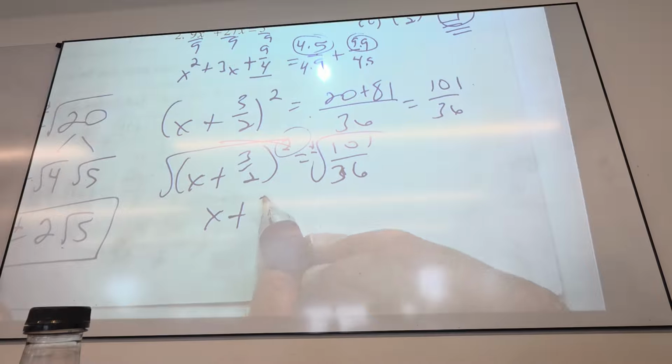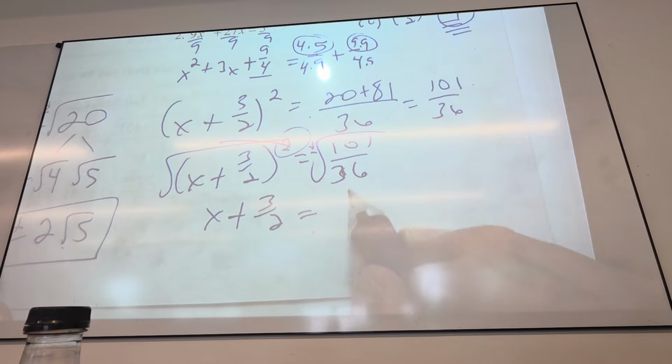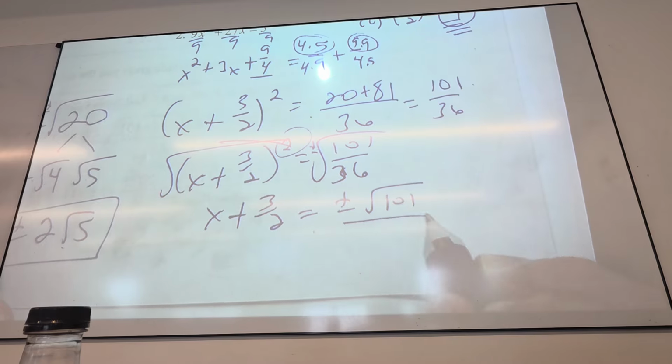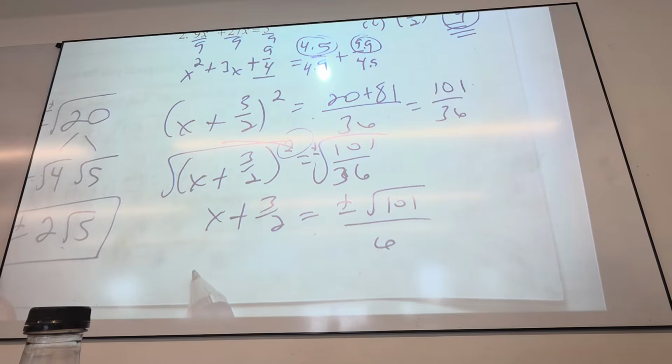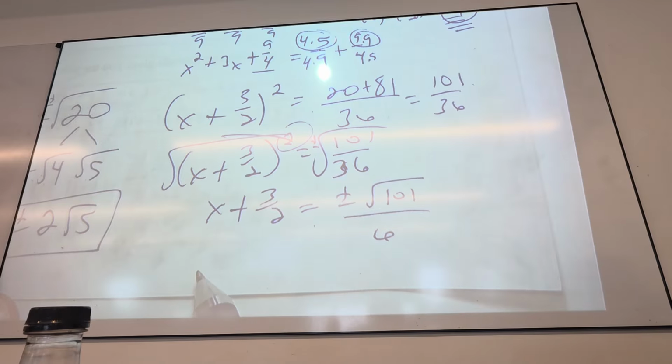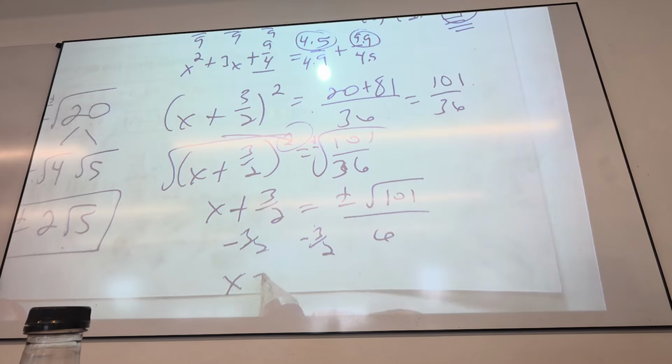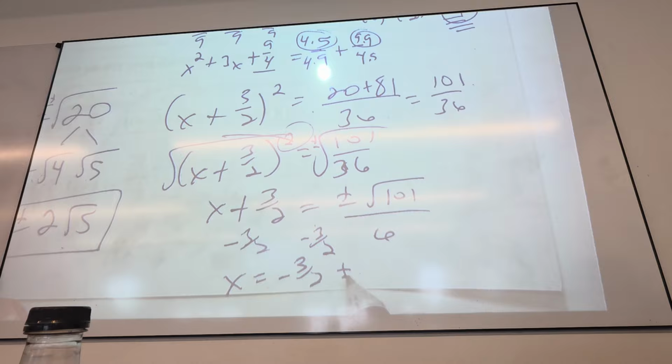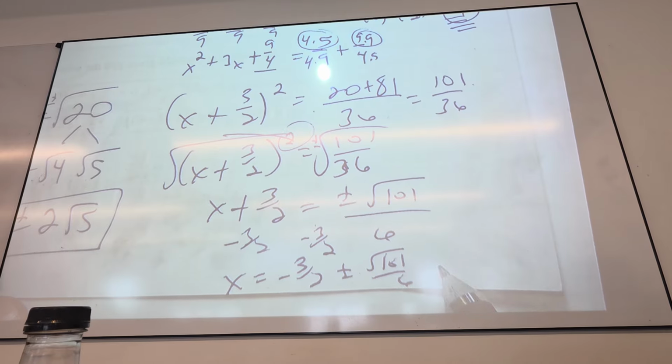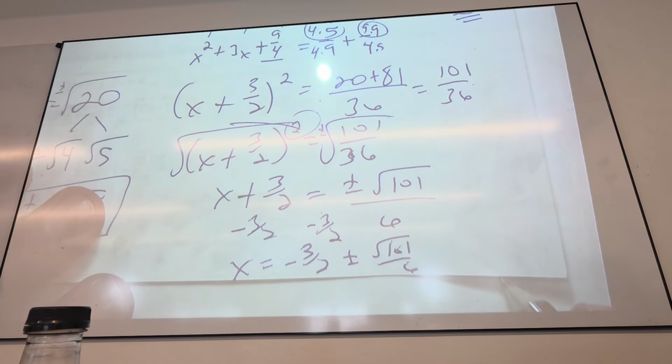These kill each other. What's the square root of 101? I don't know. What's the square root of 36? 6. And then what's the last step? Subtract 3 halves. So I get x is negative 3 halves plus or minus square root of 101 over 6. And you can stop there and that's fine.